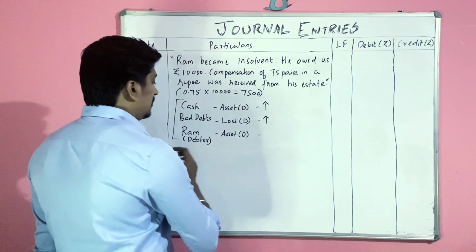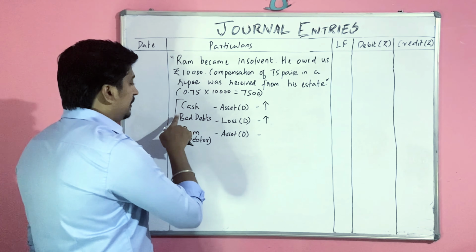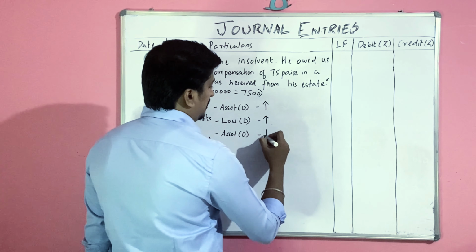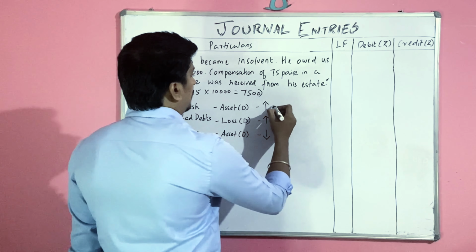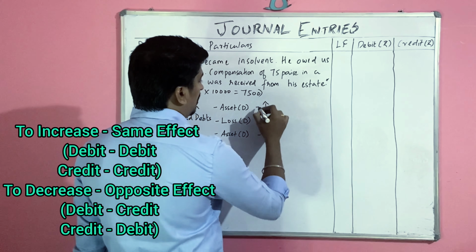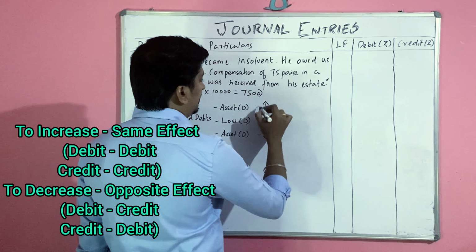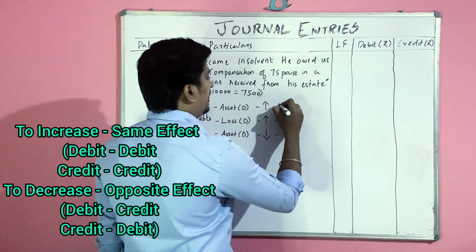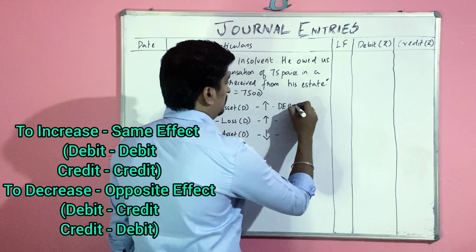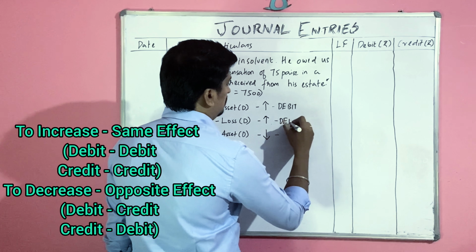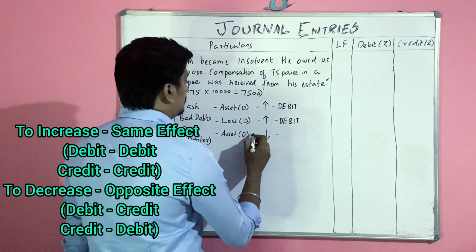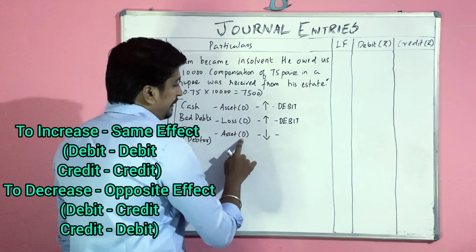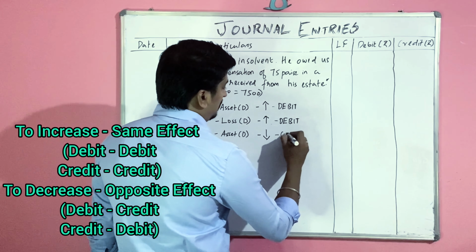Ram, a debtor, we close his account. The money that we received from him and the money that we could not receive from him both reduce his account. So Ram's account, we close it. Now apply the rule of increase and decrease. These two accounts increase, so apply the rule of increase, which says same balance. These two are debit balance accounts, so we also have to debit them. And for this one apply the rule of decrease, which says opposite effect. This is a debit balance account, so the opposite effect is credit.